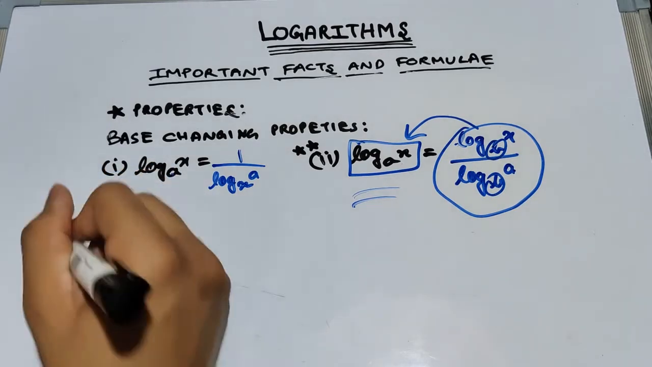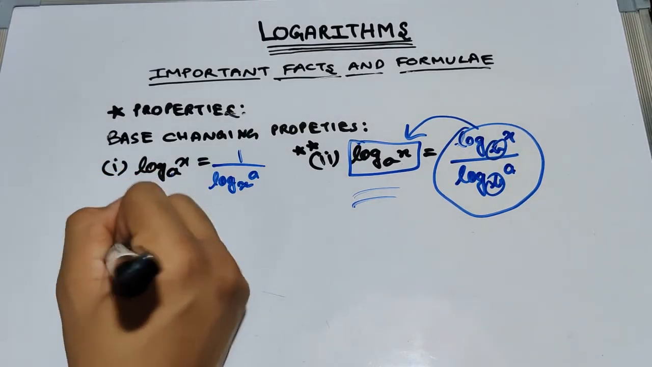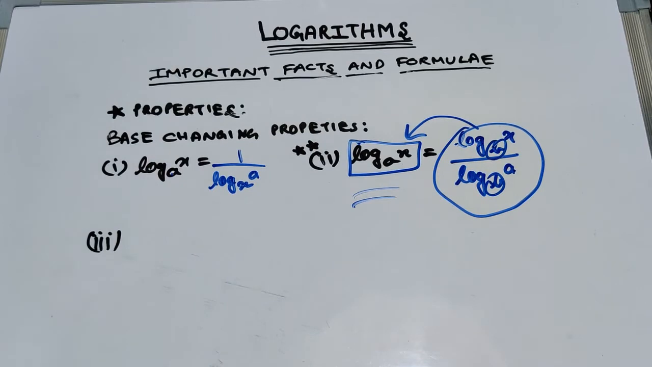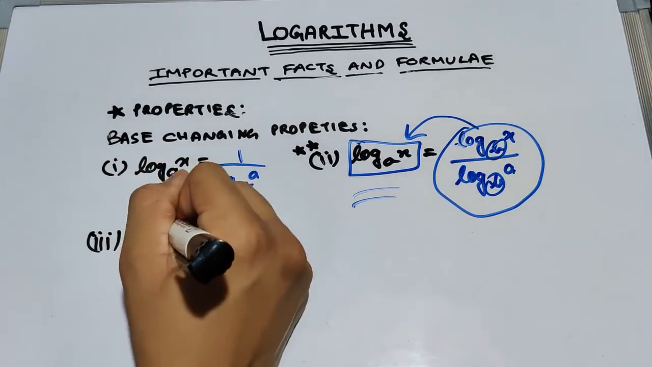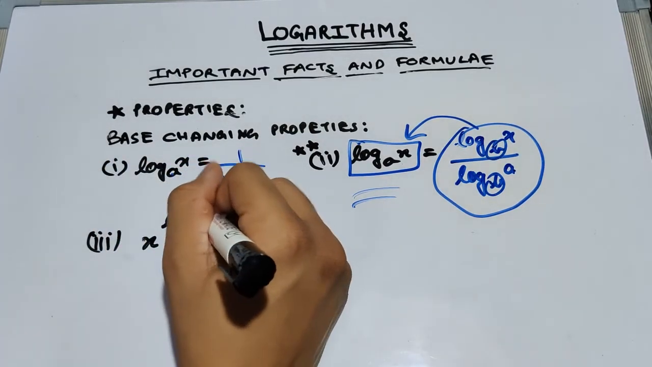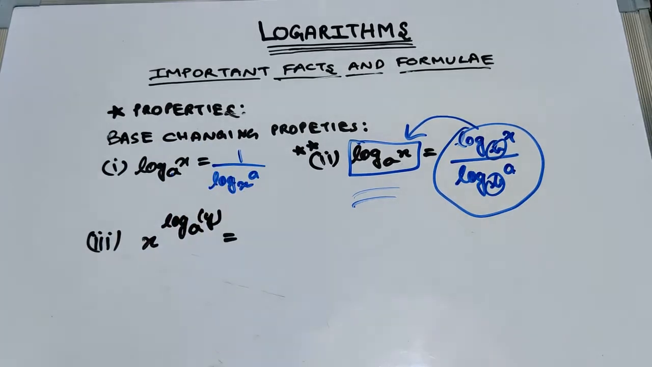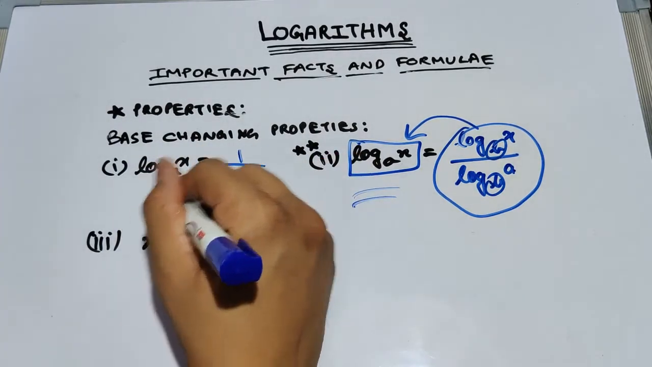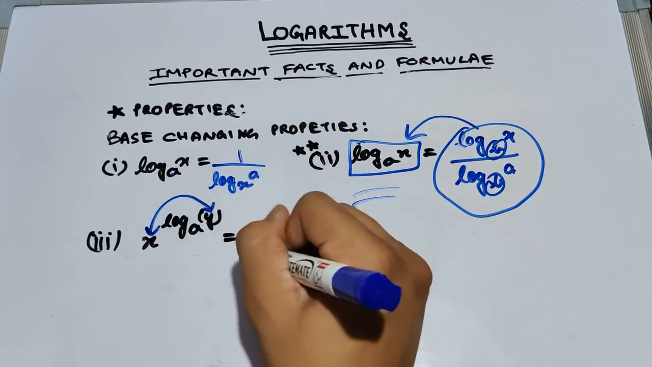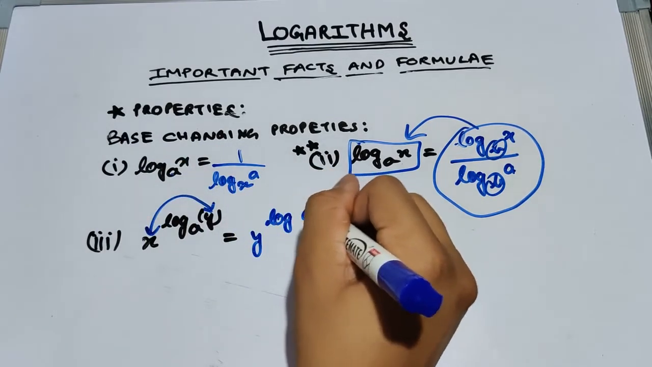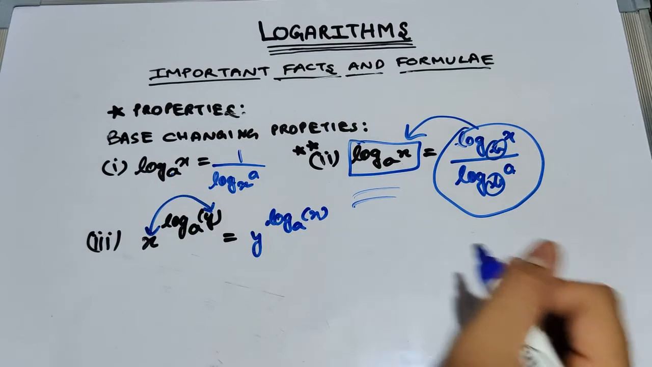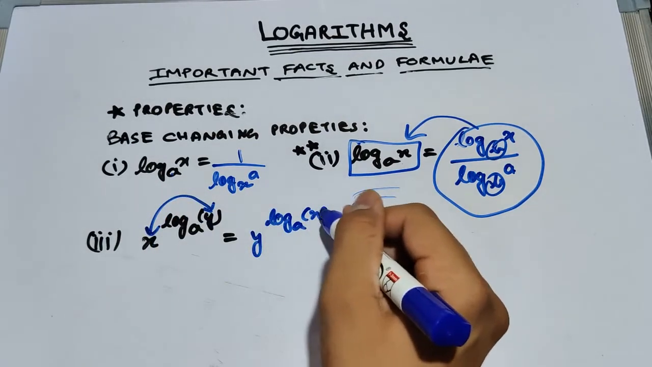Our next property is not a base changing property. Let us look at the next property. It is a power property, which says that if x to the power log of y base a is equal to, we can write this as, we can exchange x and y. So y is equal to log x base a. This kind of property is very useful when x and a are similar things.